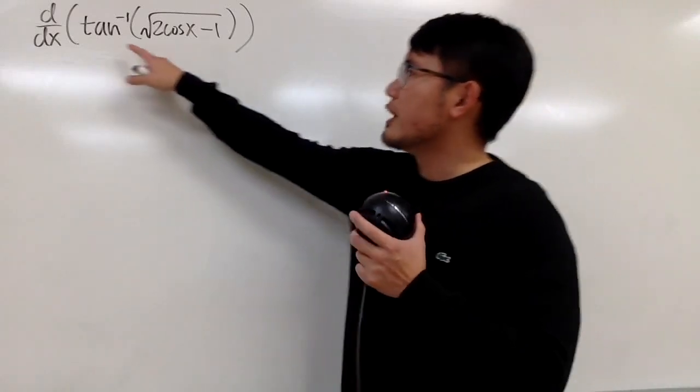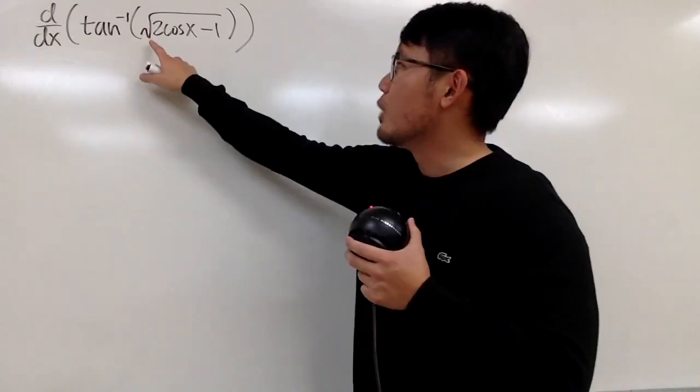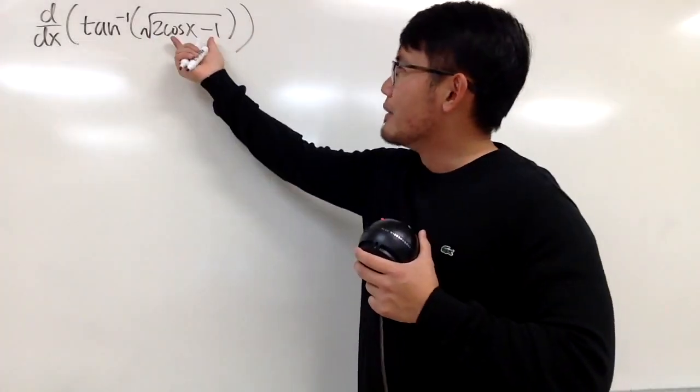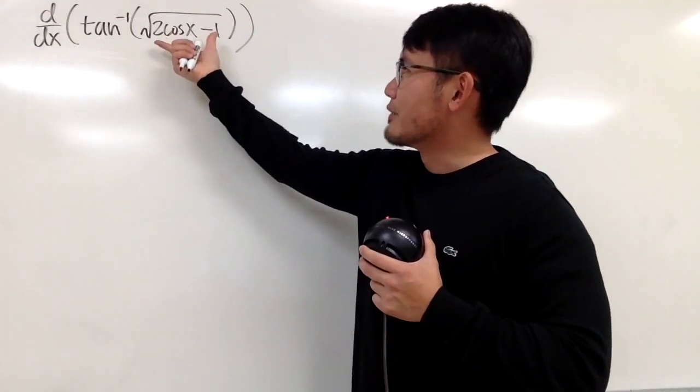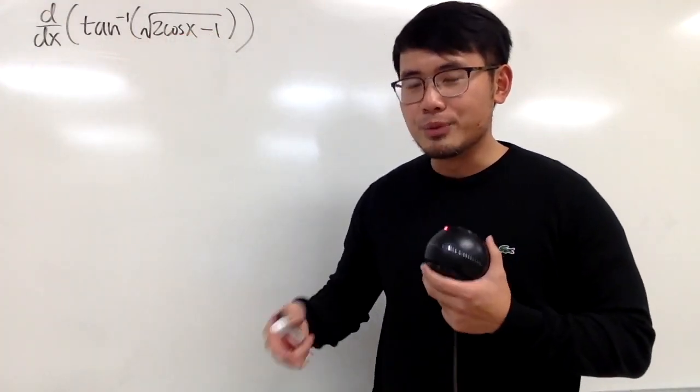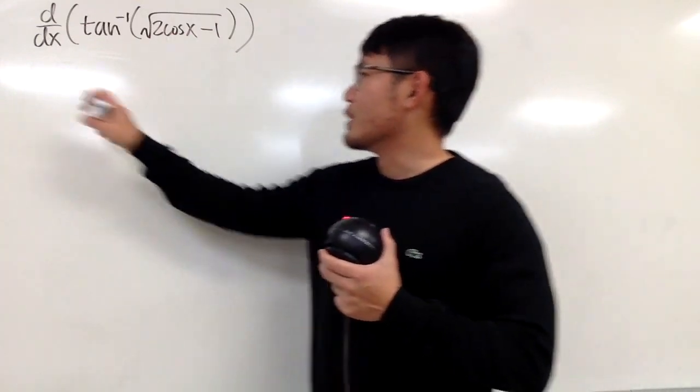In this video, we're going to differentiate the inverse tangent of the square root of 2 cosine x minus 1. As we can see, we have the 2 cosine x minus 1 inside the square root, which is inside the inverse tangent, right? So we have to use the chain rule twice. So let's get to work.